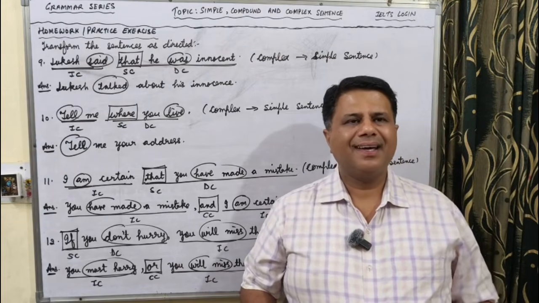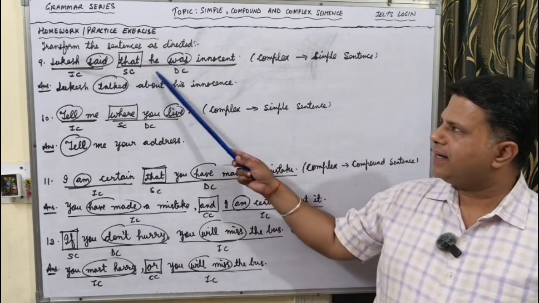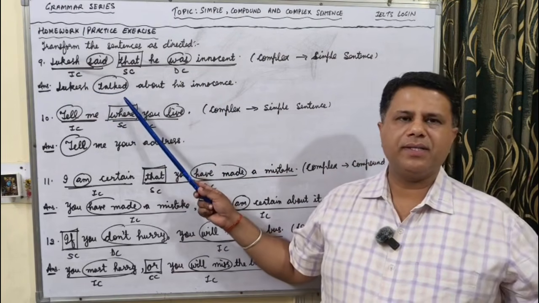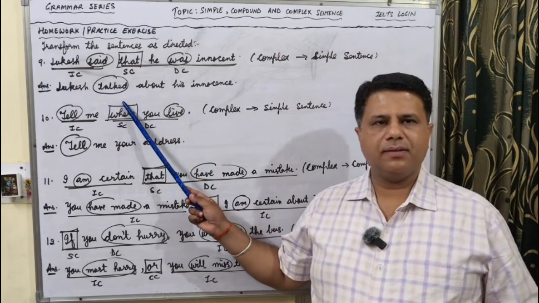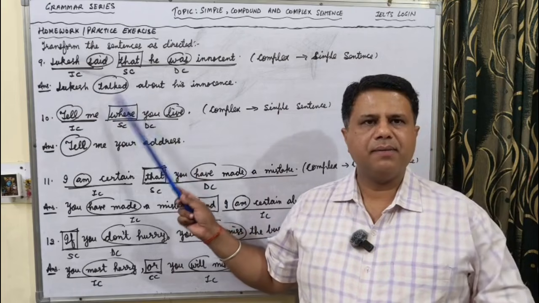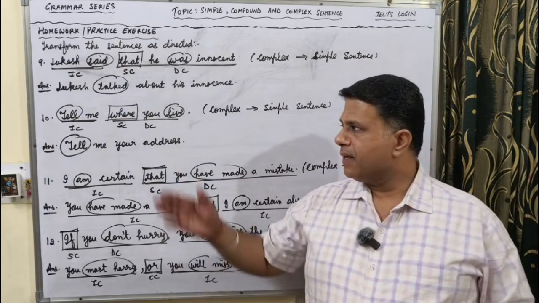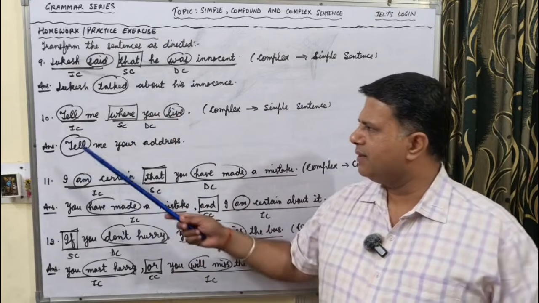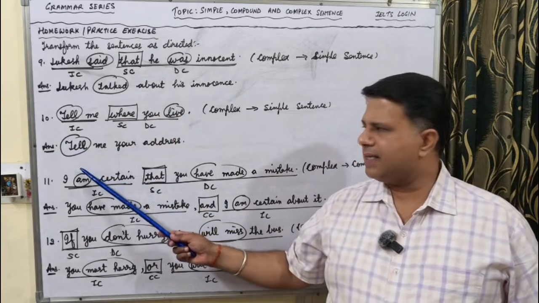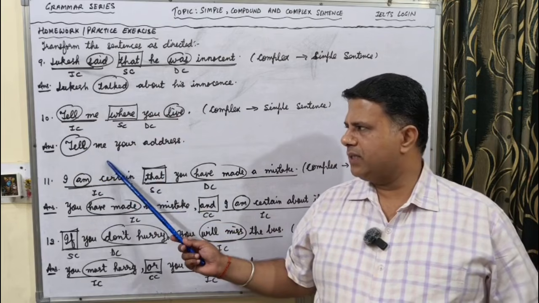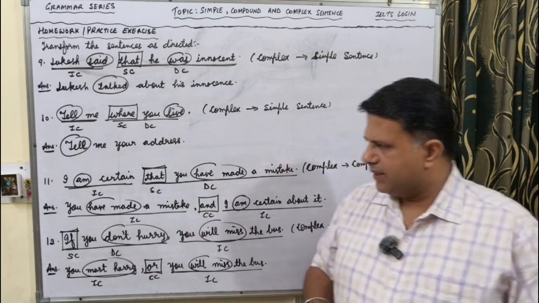Now let's have the correct answers. Lukesh said that he was innocent. So simple sentence, Lukesh talked about his innocence. So "talked" is the tense element, only one tense element is there. So that's why it is a simple sentence. No conjunction is there. Tell me where you live. Where you live? Address. Tell me your address. Very easy. "Tell" is the tense element, only one tense element is there. So one independent clause, no conjunction. So this is a simple sentence.